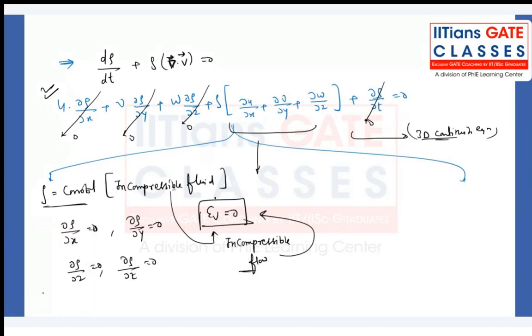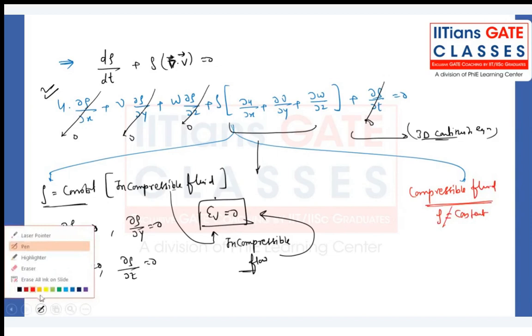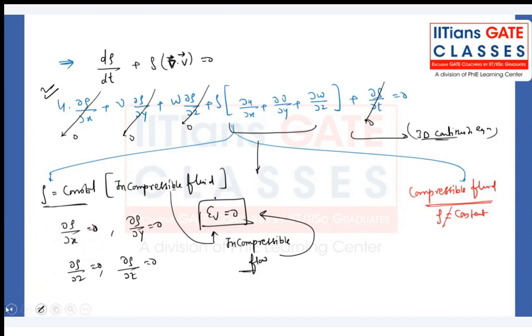Now, second possibility, compressible fluid. Compressible fluid means density is not constant. It may vary with respect to x, y, z, and t. So, for example, ∂ρ/∂x is not equal to 0, ∂ρ/∂y is not equal to 0, ∂ρ/∂z is also not equal to 0, and ∂ρ/∂t is also not equal to 0.